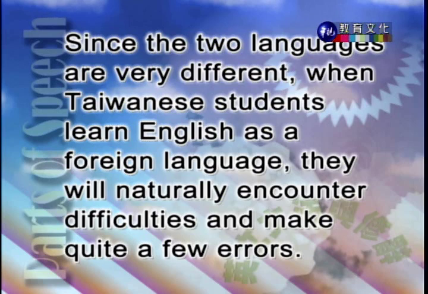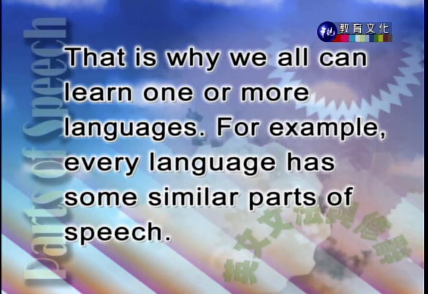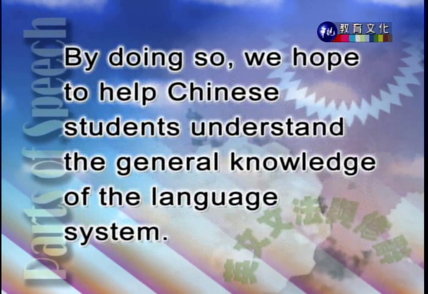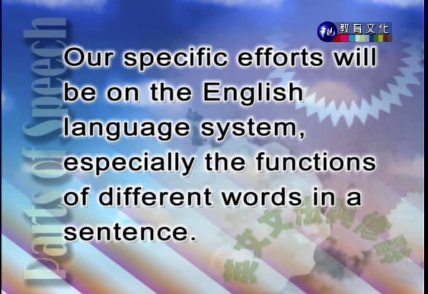when Taiwanese students learn English as a foreign language, they will naturally encounter difficulties and make quite a few errors. However, all humans have the same speech organs, and there are certain common properties all languages share. That is why we all can learn one or more languages. For example, every language has some similar parts of speech. In this lecture, we will introduce 8 parts of speech in English as well as Chinese. By doing so, we hope to help Chinese students understand the general knowledge of the language system. Our specific efforts will be on the English language system, especially the functions of different words in a sentence.